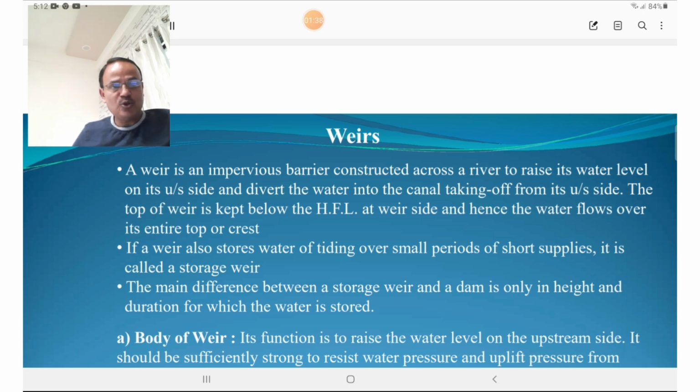If a weir also stores water for tiding over small periods of short supplies, it is called a storage weir. So a weir is sometimes used for storing water also. The main difference between the storage weir and the dam is only the height and the duration for which water is stored. For a dam, the storage height is more and the storing period or detention period is also more. For a weir, the height is small and the period of detention of water is also small. You must remember these things for MCQ.